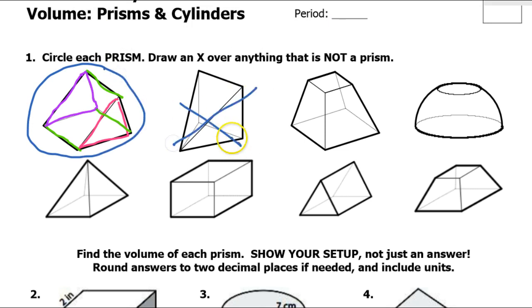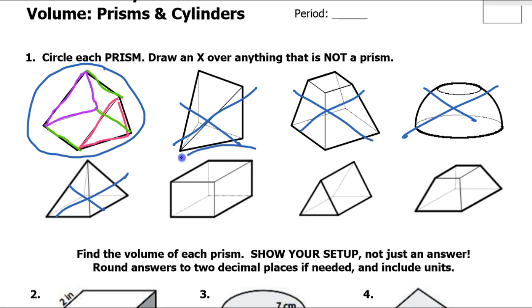This is not a prism. It does not have two congruent bases. This is trying to be a prism, but the square on the bottom and the square on the top are not the same size, so they're not congruent. All right. Similarly, this is not a prism or a cylinder because we have a large circle and then a smaller circle, so that's not a prism. This only has the one base, so that's not a prism.